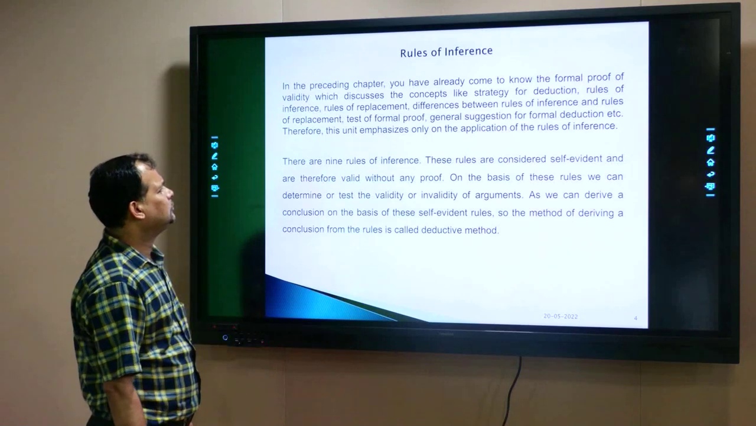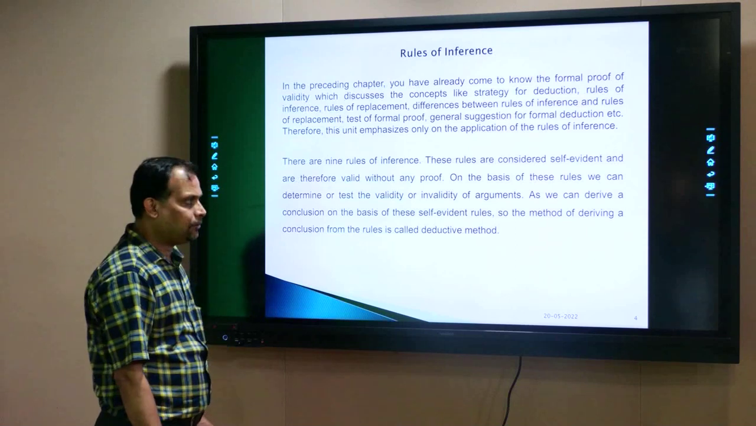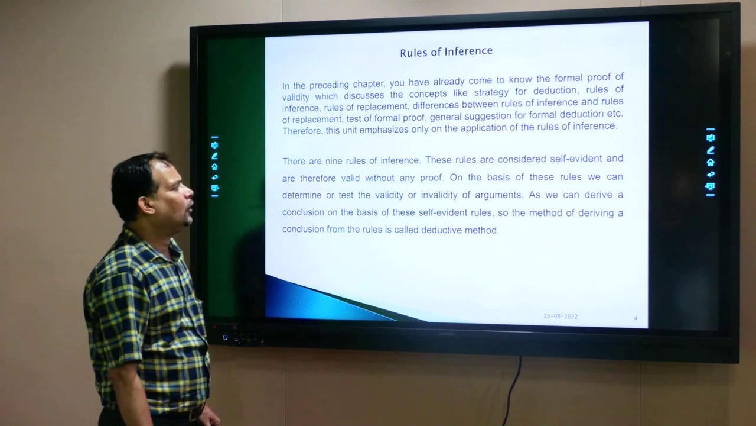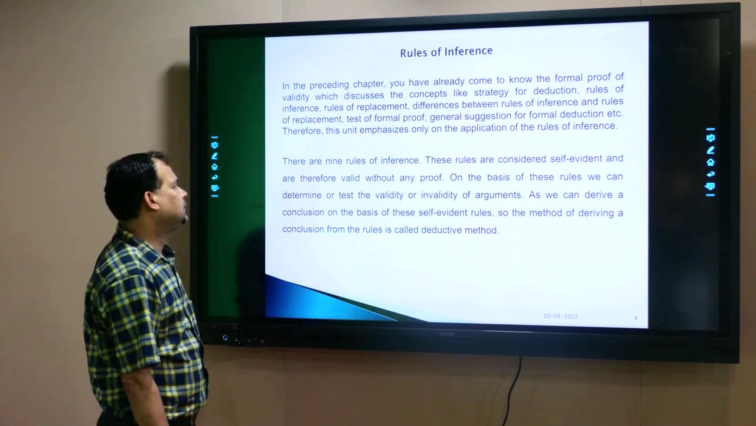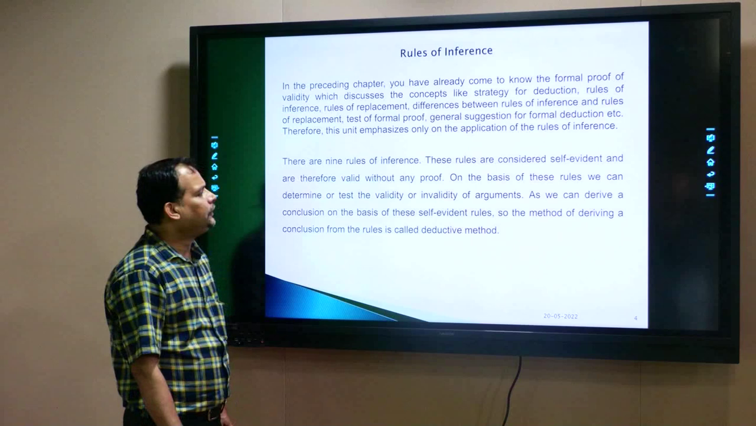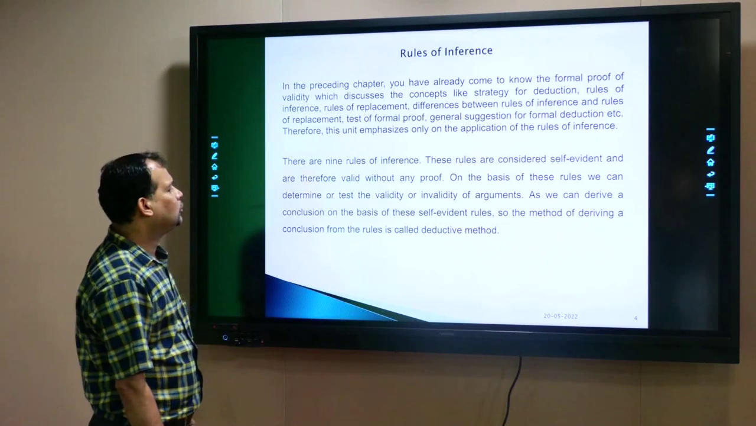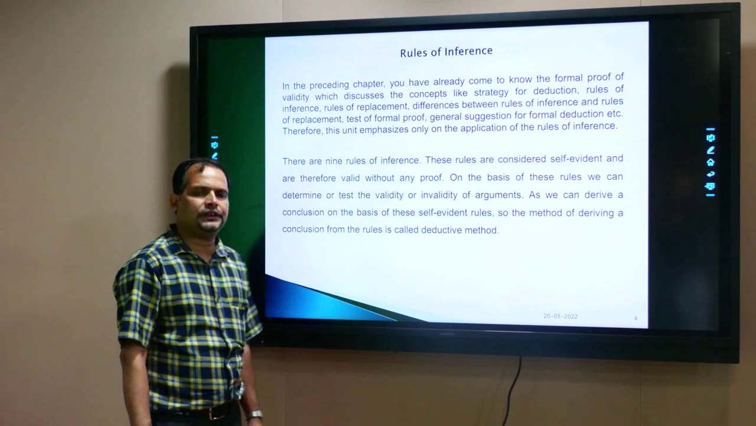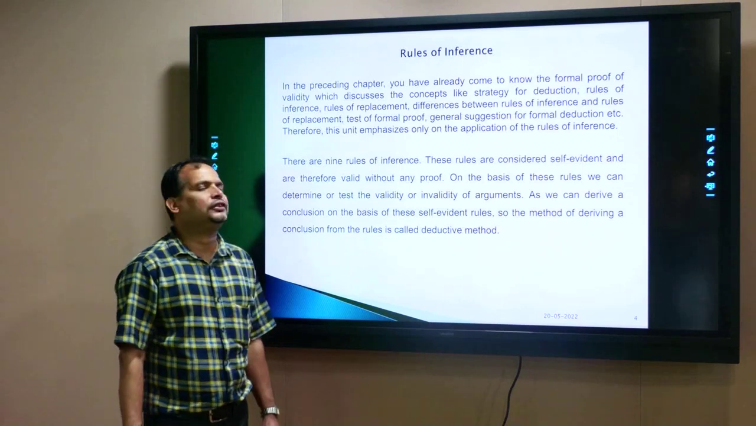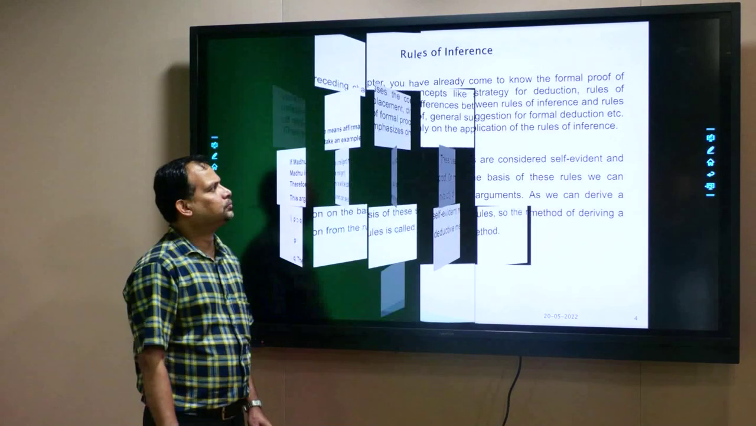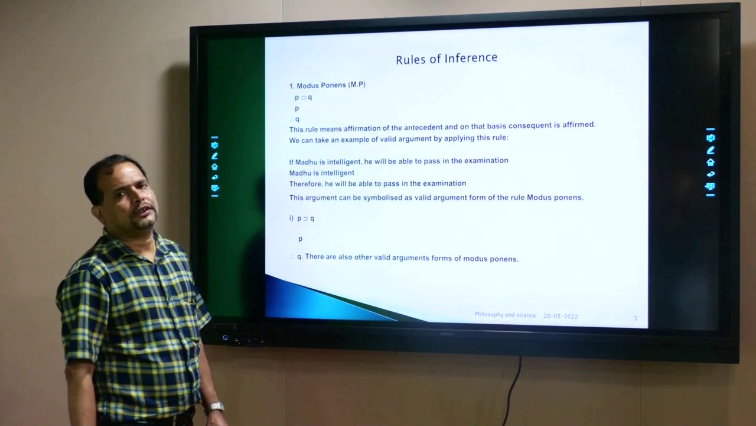Now, dear learners, you will see there are 9 rules of inference. These rules are considered self-evident and are therefore valid without any proof. On the basis of these rules, we can determine the test of validity or invalidity of arguments. As we can derive a conclusion on the basis of self-evident rules, the method of deriving a conclusion from the rules is called deductive method. Now, you will see what the rules of inference are.